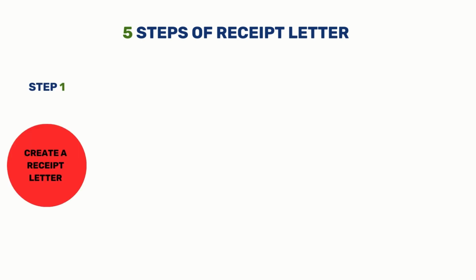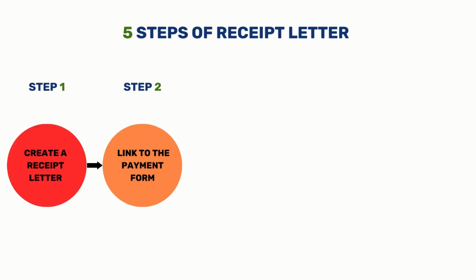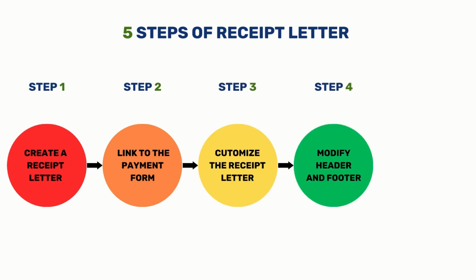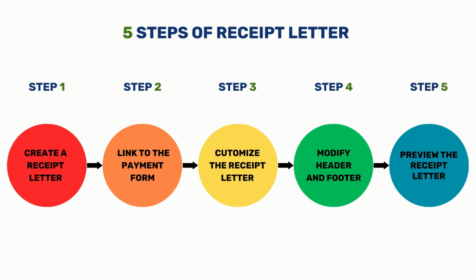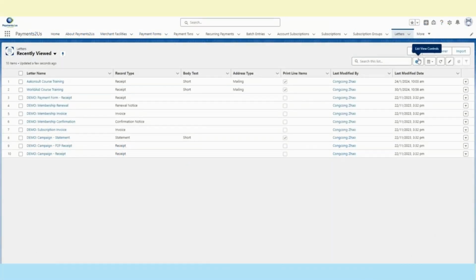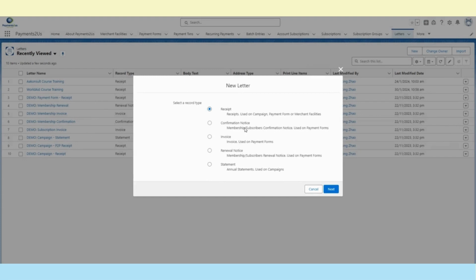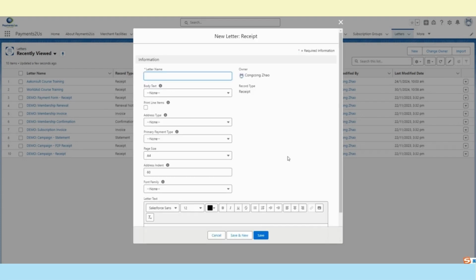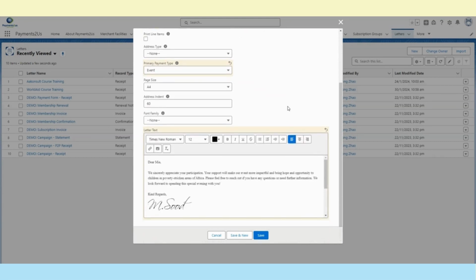Create a receipt letter, link to the payment form, customise the receipt letter, modify header and footer, and preview the receipt letter. Let's create a receipt letter first. Go to Letter Object and click New button on the top and select Receipt as Record Type. Fill out the information as above and then save.